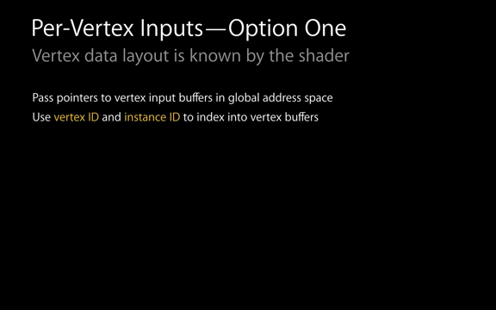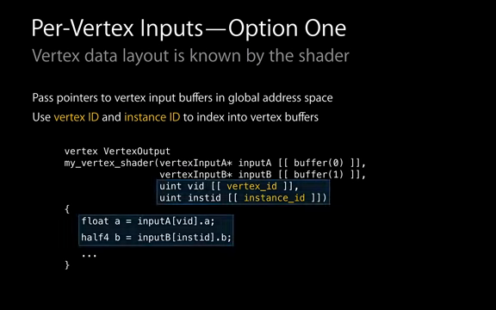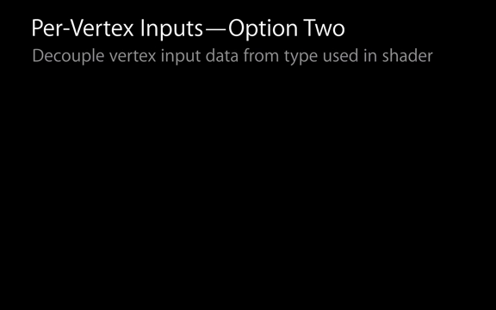In addition to your vertex ID, you can also use your instance ID. Like in this example, I have 2 inputs I'm passing in as buffers, and I'm using a vertex ID and instance ID. But there is also the traditional approach. In this approach, you don't know the data layout in your shader. And so if you want to, or you may want to decouple.